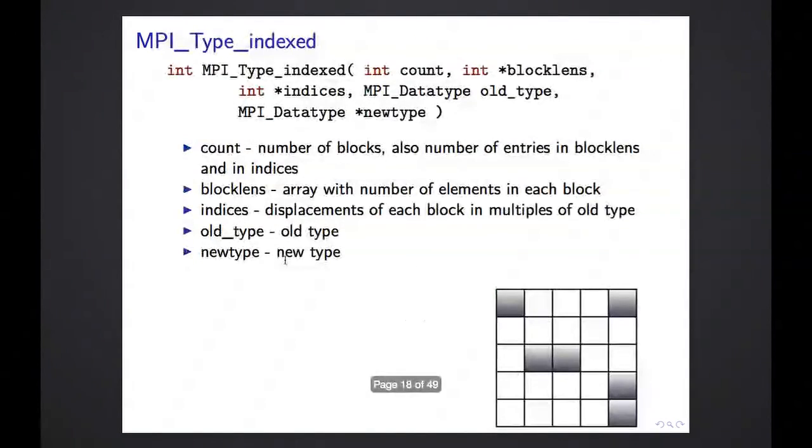Finally, just for completeness, I don't use this very much in the work I've done so far. But let's say you have some complex subsection of your matrix which you need to send. Then you can use type indexed, where you provide the number of blocks and the length of each block. And finally, you have an indices argument where you provide in an array the relative displacements between your blocks. In this way, you can describe any pattern you like.